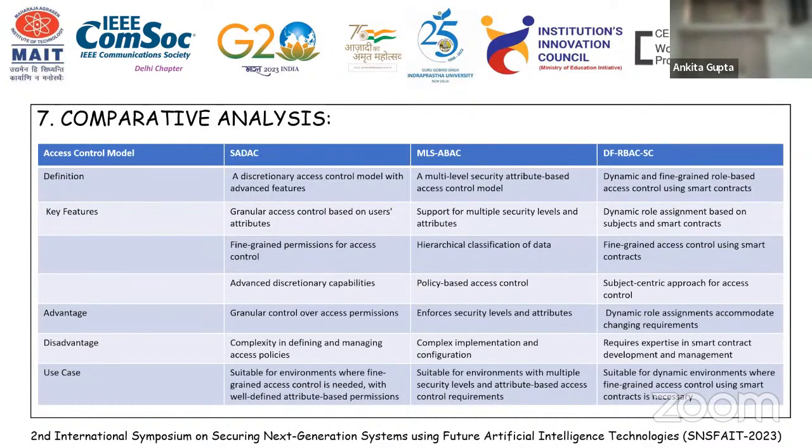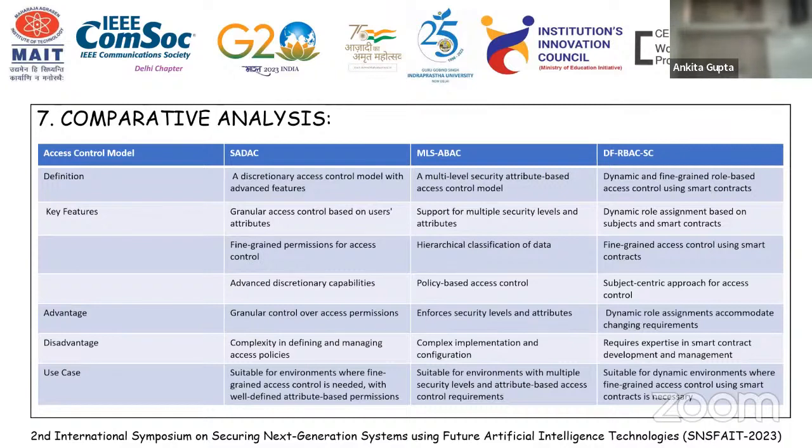We will look into the comparative analysis of the 3 new access control methods that we have used. The first one is SADAC, in short. It stands for security-based dynamic access control. The features of this access control method are that it allows granular access control on users' attributes, fine-grained permissions for access control, and advanced discretionary capabilities.